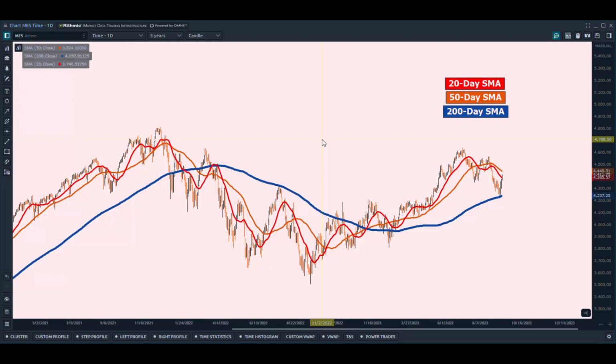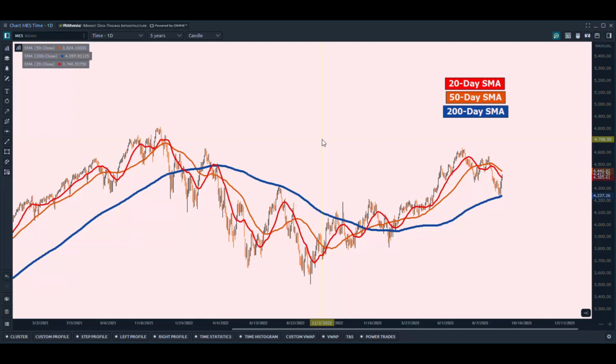If you're looking at the market on a longer-term scale, you may not really care about what the 20-day SMA is doing. You may not even care what the 50-day SMA is doing. You may only really care about the 200. So it really depends on what time frame you're looking at. But you can use all of these in conjunction to get an idea of the short-term, the medium-term, and the long-term trend, all by having these on the chart.